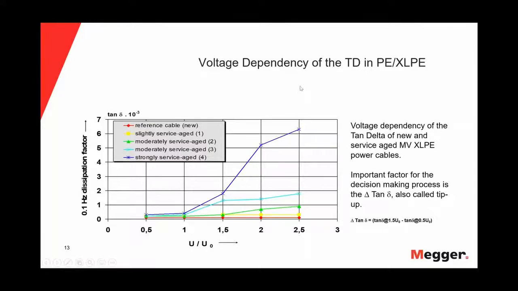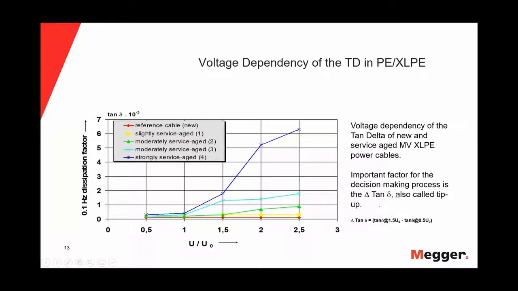This is voltage dependency of the tan delta. If you look here, this is just like we were discussing a minute ago. This is on time. If you look at our table here, you have the red reference cable, which is new, the yellow, which is slightly service aged, the green is moderately service aged at 2 years, moderately service aged at 3, strongly service aged. So if you look at this scale, voltage dependency of the tan delta of the new and service aged medium voltage XLPE power cables.